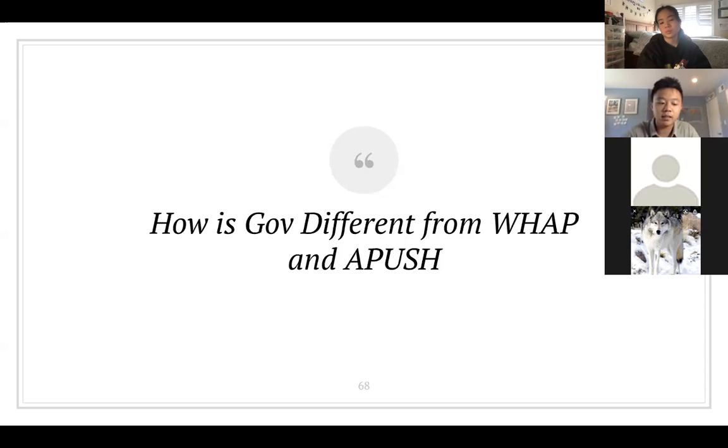But Gov isn't history in the traditional sense that you might expect from WHAP and APUSH. It's more knowing the structure of the government system. So there are fewer hard dates and facts that you have to memorize, but you have to have the ability to visualize the structure of the government system.